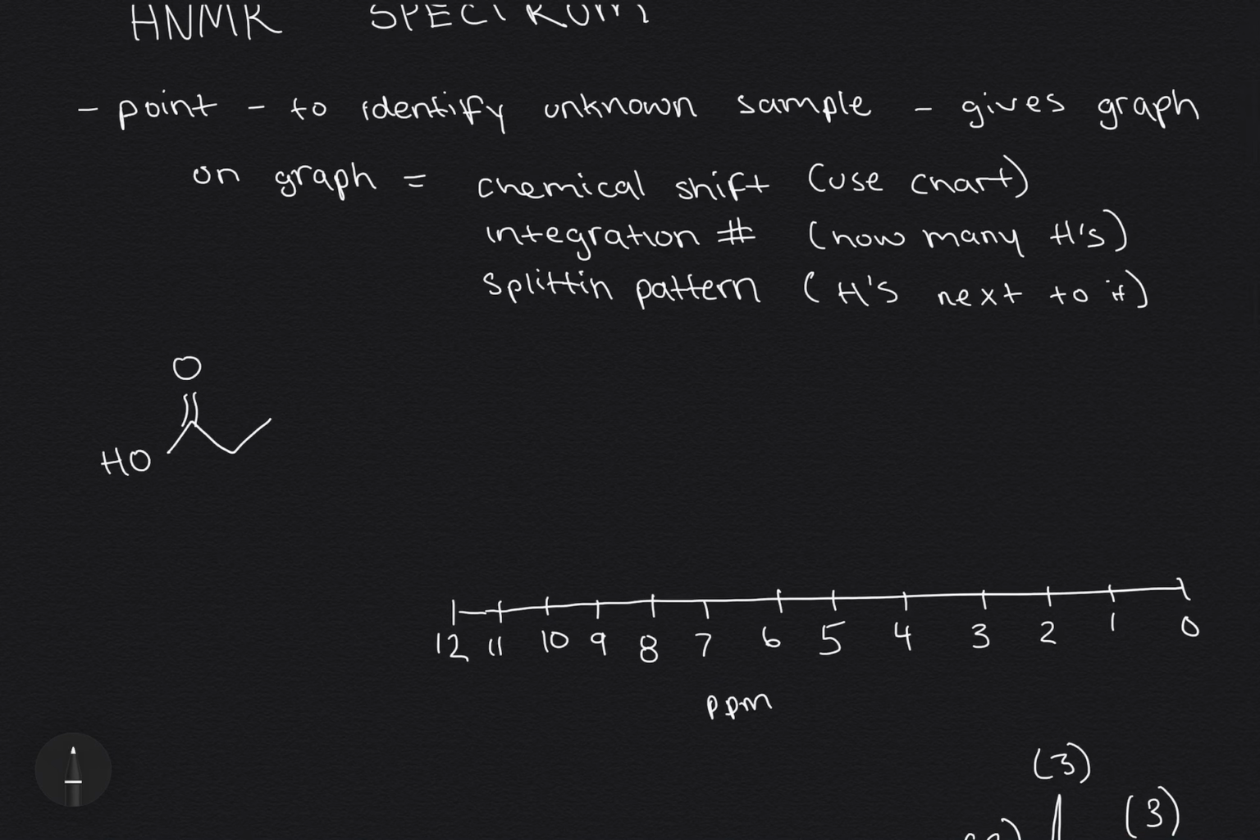Splitting pattern. So chemical shift is what kind of hydrogen it's going to be, because we're looking at hydrogen atoms. Like, what kind of group is it? Is it a methyl hydrogen, or is it a hydrogen off of an oxygen created by an alcohol, or is it a carboxylic acid hydrogen? Or anything else like that.